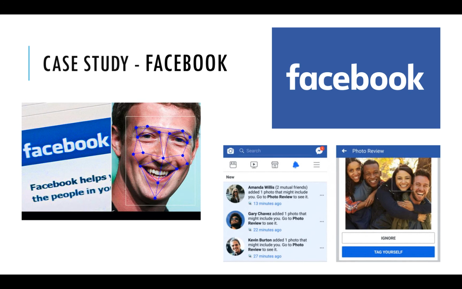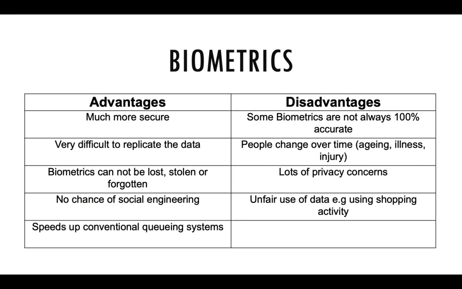So to summarise, biometrics have a number of advantages and disadvantages. We need to look at biometrics as a whole, so we'll discuss the advantages and the disadvantages of biometrics. Biometrics are more secure. They're more secure than passwords, which can be guessed, because biometrics are your own data. Unless somebody replicates you by cloning you, they can't get access to your biometrics because you own it and you can't give it away. It's very difficult to replicate the data, like I said, without cloning somebody. And biometrics cannot be lost, stolen, or forgotten, and that's because they are based on your biology.